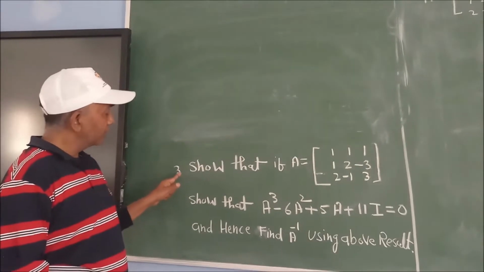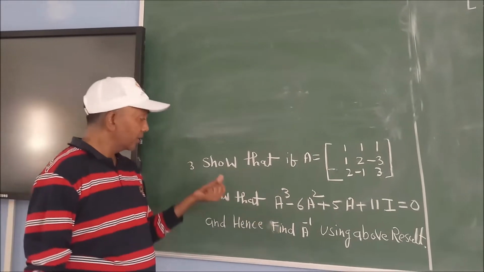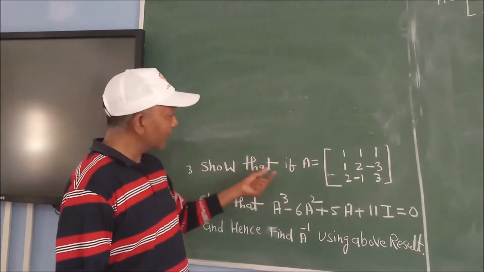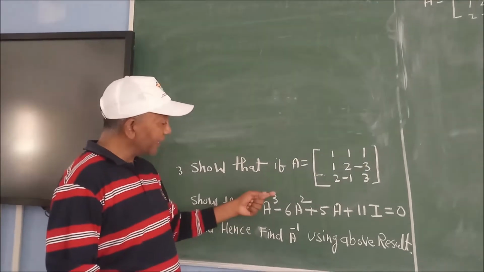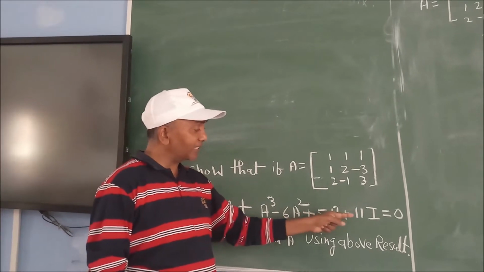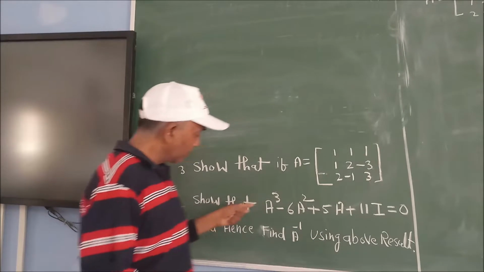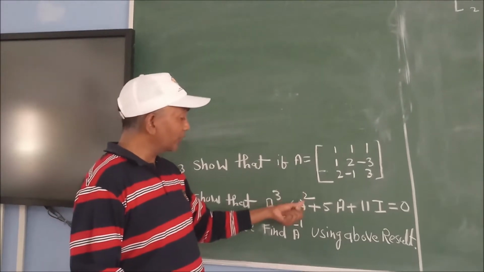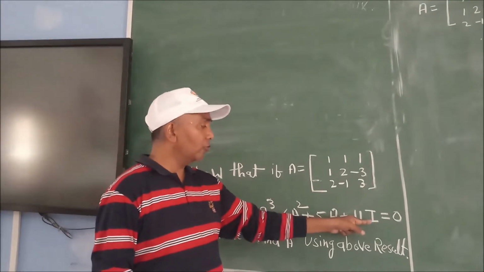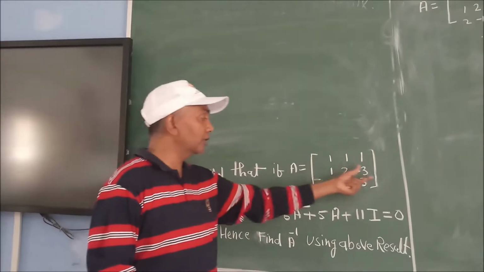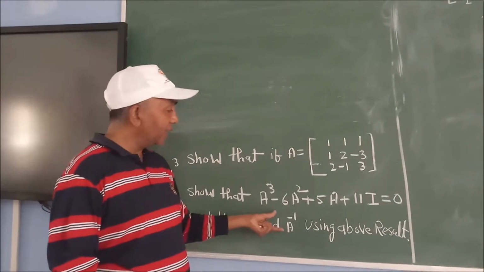This is the third type of matrix through which we have to find the inverse. The question is like this: if A is equal to the given matrix, then show that A cube minus 6A square plus 5A plus 11I is equal to 0. So first we have to prove this result. For this purpose, we first calculate A square, then A cube. A is also given, and the value of I you already know because it is a 3 cross 3 matrix. And using this result, we have to find A inverse.